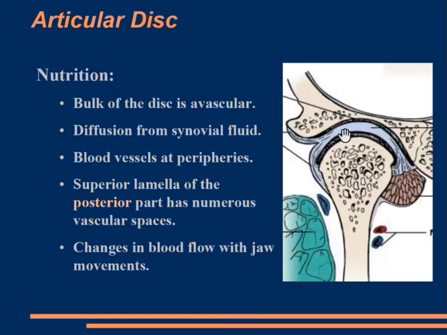Nutrition: we have said that the bulk or the center part is avascular. We have nutrition from synovial fluid. This is number one. Number two, blood vessels in the peripheries of the disc, because the peripheries are highly vascular. Number three, the superior lamella of the posterior part. Here we have numerous vascular spaces. And we also have the part that is highly vascular, between the superior and inferior. Changes in blood flow with the jaw movement are thought to be a mechanism of proprioception.